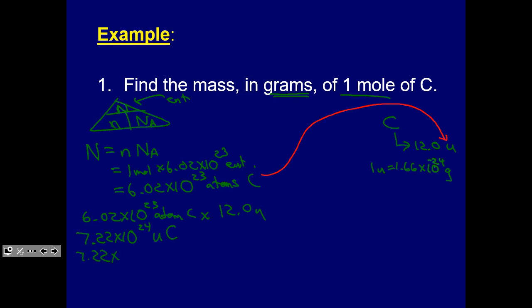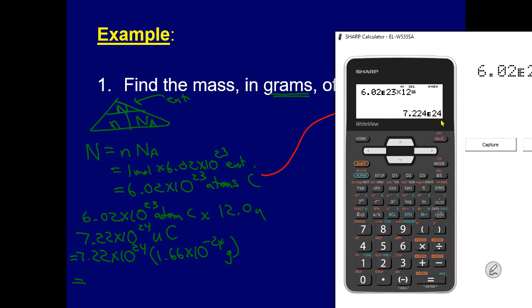7.22 times 10 to the 24. Now in the place of U, I'm going to put 1.66 times 10 to the negative 24 grams. That's how much each U is. Let's see how heavy 1 mole of carbon atoms is. I'm going to bring this over here. There's my number, it's already in the calculator. You'll notice that when we do calculations many times, the number is already there, so there's no need to retype it. I just need to press times.